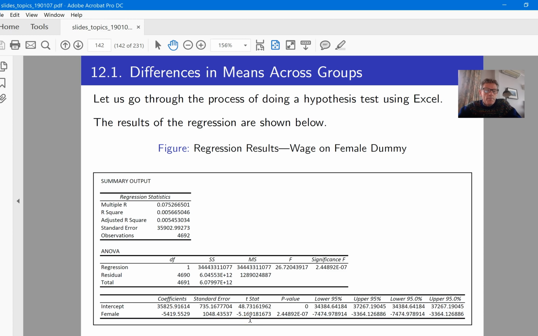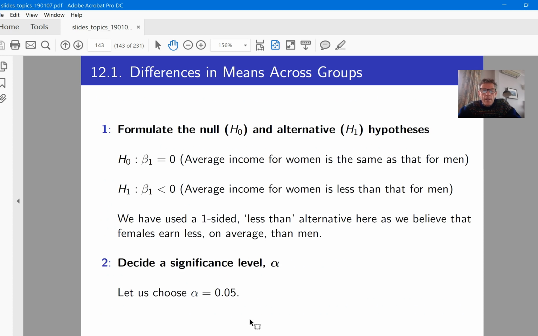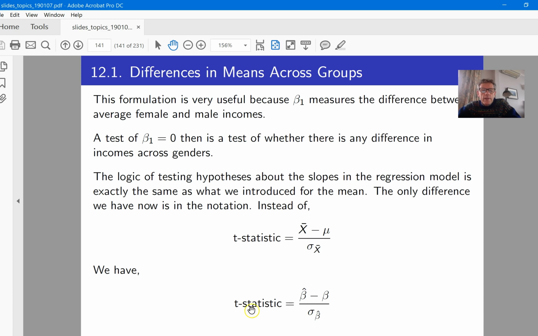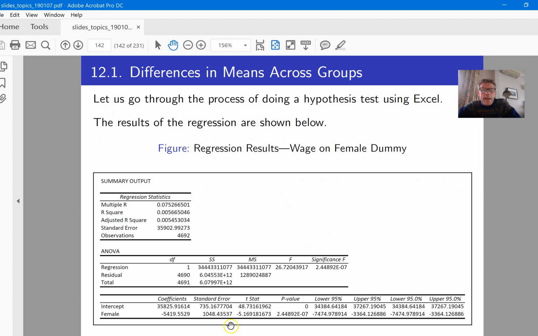And that t-statistic, if you want to see how it's calculated, has been calculated as the estimated value, beta 1 hat, minus 5419, divided by the standard error, 1048. So if you take 5,400 on 1,000, you get about minus 5.169. So that's where that number comes from. Okay, so that's what we've calculated here. And that's what we're going to use to decide whether this difference here is, in quotes, big or small.